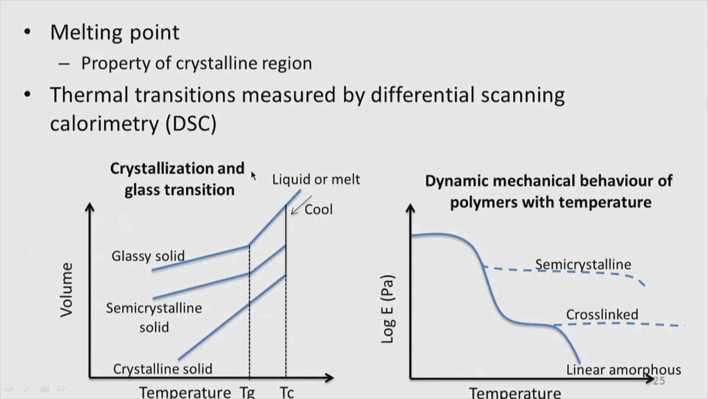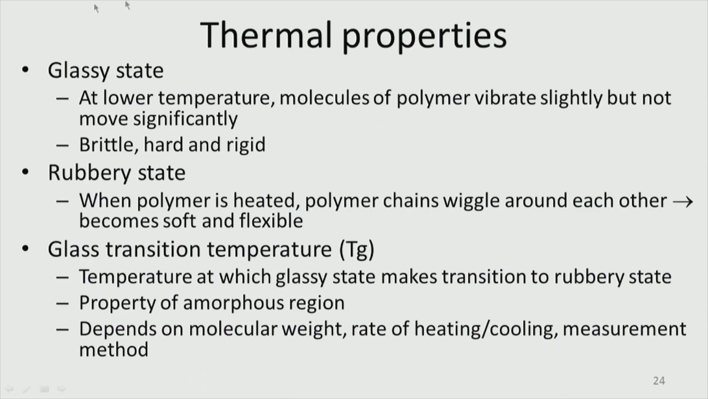There are also thermal properties. Polymers have a glassy state, a rubbery state, and also the glass transition temperature. We will talk about all these in the next class.